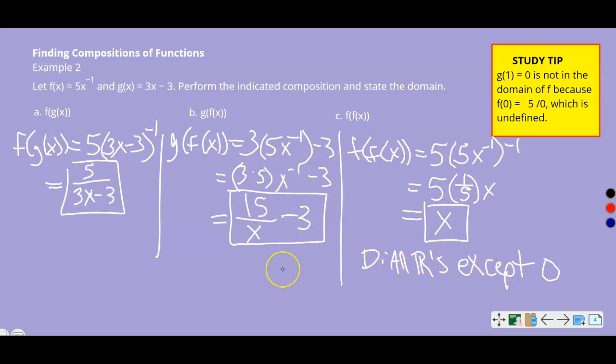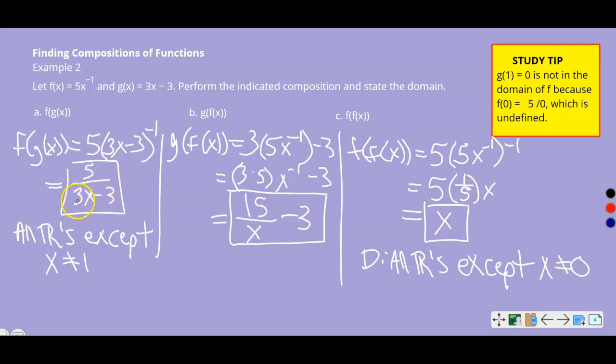All right, and so up here it says perform the indicated composition and state the domain. So I did state the domain for this one, but let's go back and state the domain for the first two. For this one, it's going to be all real numbers except whatever would make the denominator 0. So if x were 1, we'd have 3 minus 3, and that would not work. So this is going to be all reals except 1. So all reals except x is not equal to 1. And I need to write that the same way over here. So x not equal to 0.